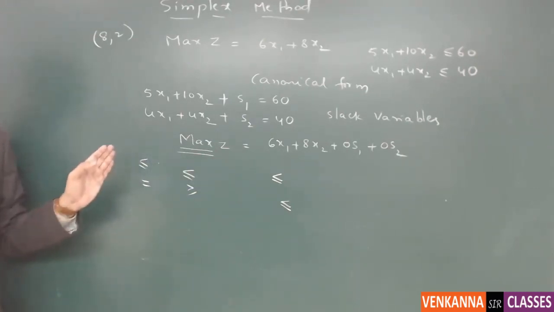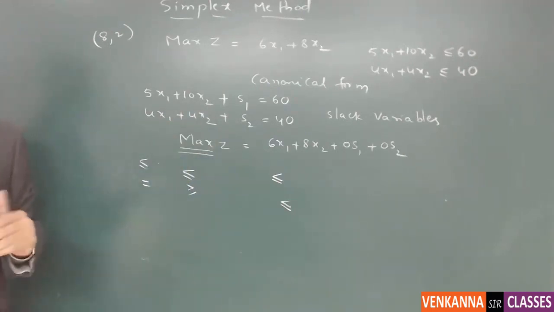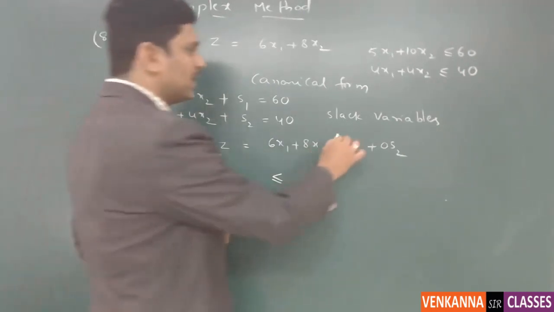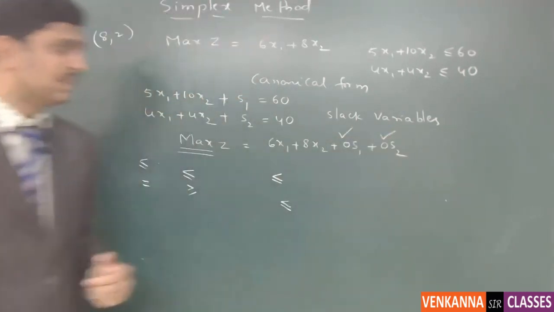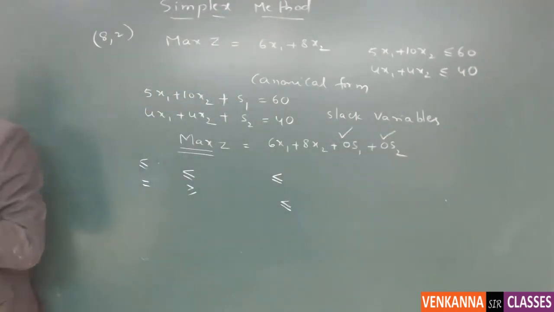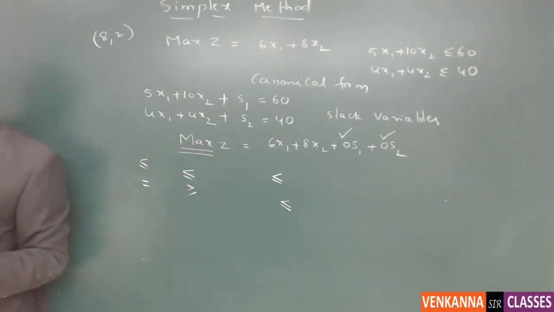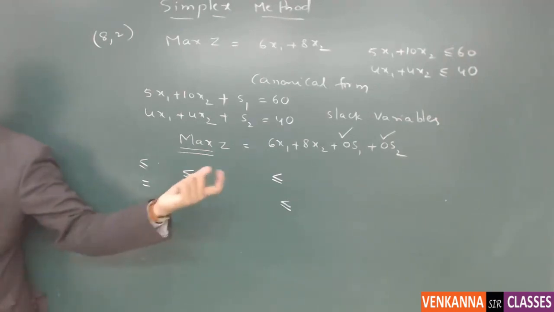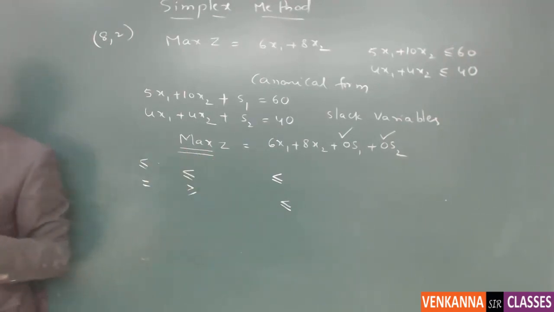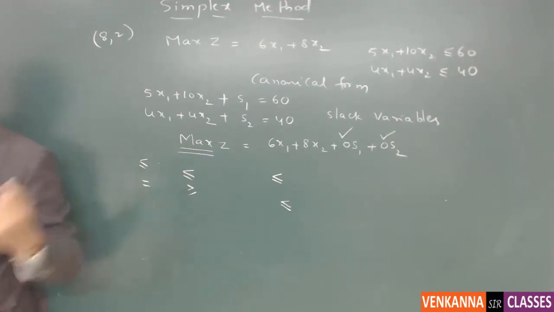Such type of problems we are going to discuss later. Coming to the part of why I have taken 0 here: if you find the values of S1 and S2, will the objective function get influenced or not? The LP problem is based only on X1 and X2, not on S1 and S2, right? That's why I have put 0 and 0 as the coefficients in the objective function. The objective function is based on X1 and X2, not on S1 and S2, right?